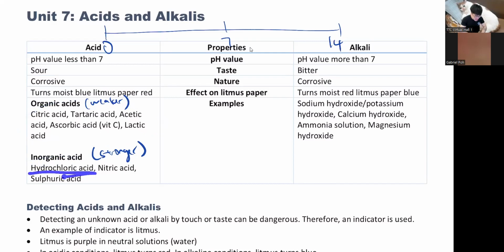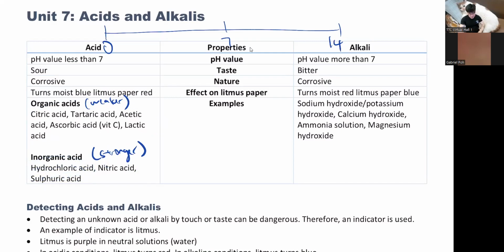So you have your hydrochloric acid. You use this to wash bathtubs, in fact. Nitric acid, you use this to make bombs. Okay, sulfuric acid, you find this in your car battery. Right, very strong, very corrosive.